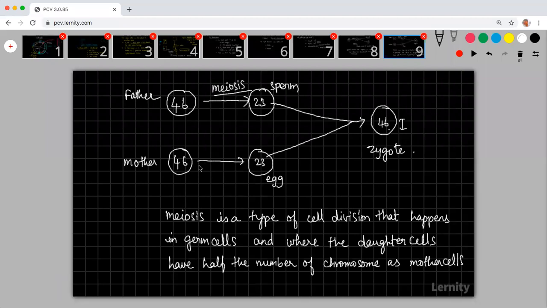Actually, for every round of meiosis, you will get 4 cells. You will study this in the process. So here also, this one cell will divide not into one 23 cell. It will divide into 4 cells. We will try to study about them. As of now, you just understand this is the definition of meiosis in one line. Meiosis is a type of cell division that happens in germ cells where the daughter cells have half the number of chromosomes as mother cell.